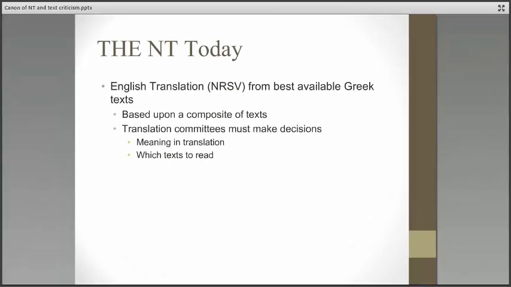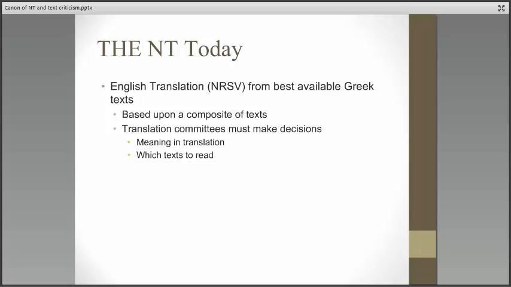The New Testament that you have, that I had you get for this class, for example, is the New Revised Standard Version. It's a translation, of course. It's an English translation. And it's made up of an English translation that a committee came together and decided would best approximate the Greek text. So the committee had to decide two things. First, they had to decide, how does the Greek text translate best into the English language? That's one set of decisions they had to make.